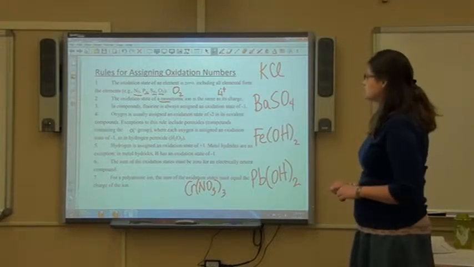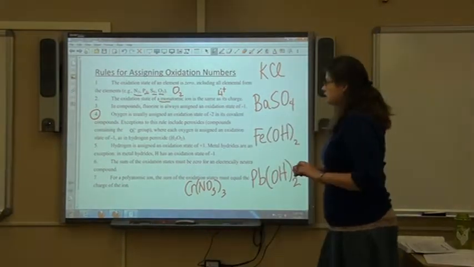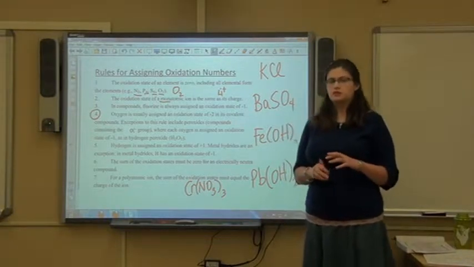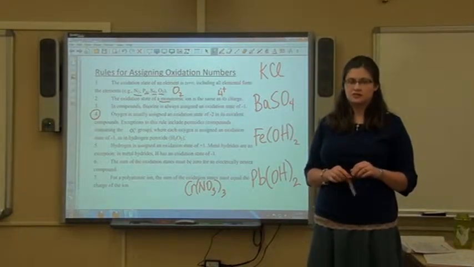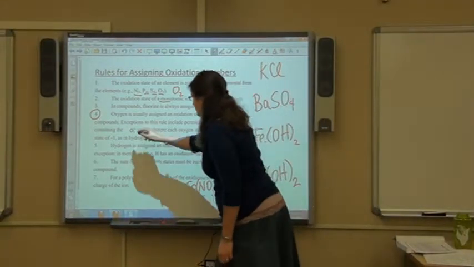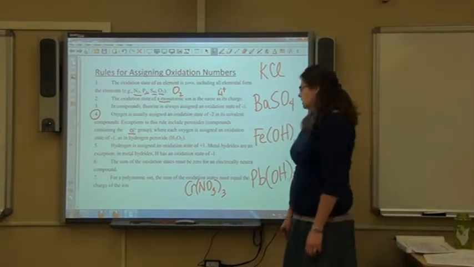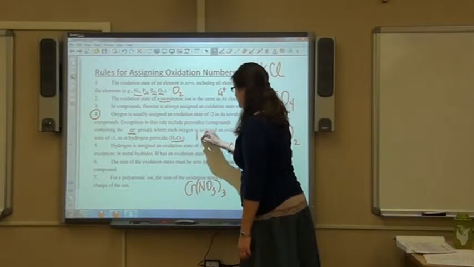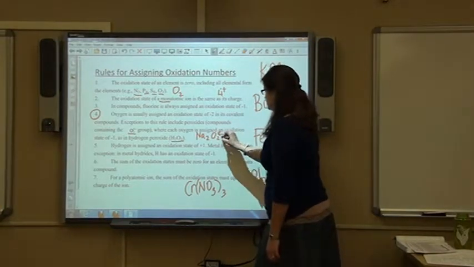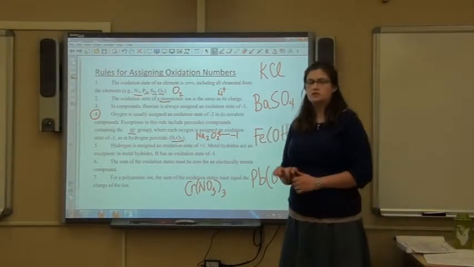Number 4 says oxygen is usually assigned an oxidation number of -2. Now this is probably true for about 99% of all oxygen-containing compounds. The exception is when oxygen exists as the O2 2- ion, or in other words, as a peroxide. The only time you would see this is H2O2, or sometimes you'll see Na2O2. Here, oxygen has an oxidation state of -1, not -2. So always be on the lookout for that.